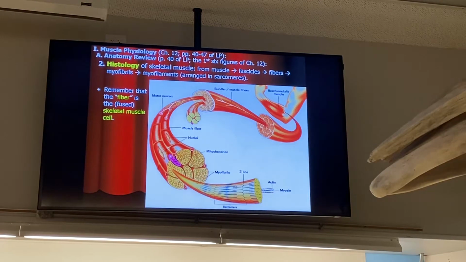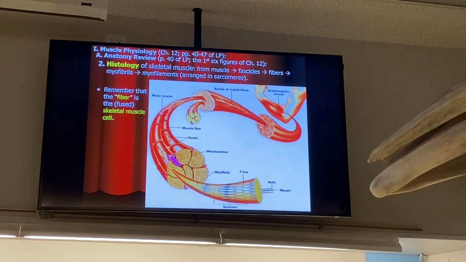The name of the bundles is fascicle, so I would write fascicle right here. An individual muscle fiber right here, I would write the cell, as it says right here. Remember that the fiber is the skeletal muscle cell. And the reason why it is considered the cell, even though dozens to hundreds fuse to form it, is because it has an intact plasma membrane. Because it has an intact plasma membrane, even though it's huge, we call that the cell.